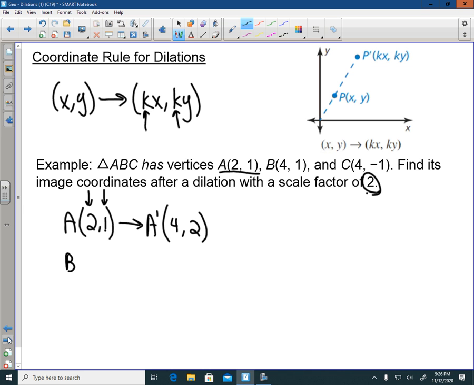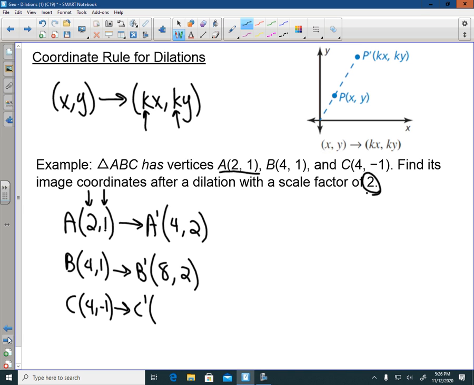B lives at 4, 1, and so B prime must live at 4 times 2, or 8, and then 1 times 2, 2. And then the last one, C, lives at 4, negative 1, and so C prime must live at 4 times 2, or 8, and negative 1 times 2, or negative 2.